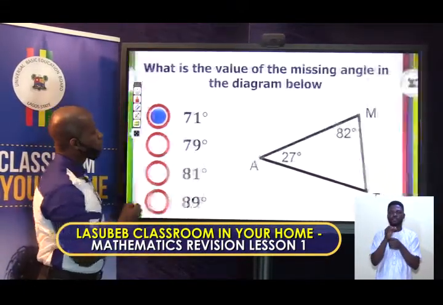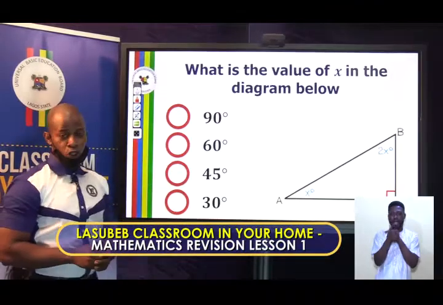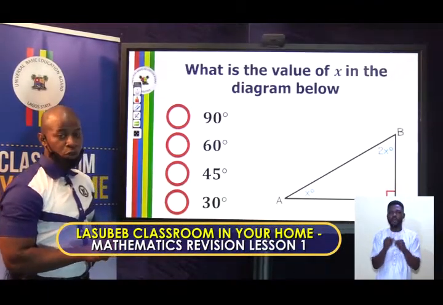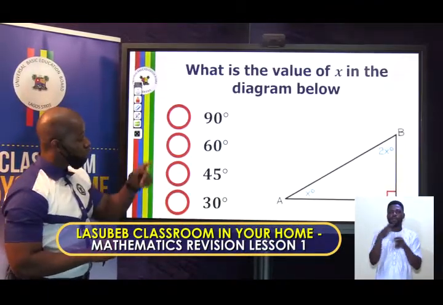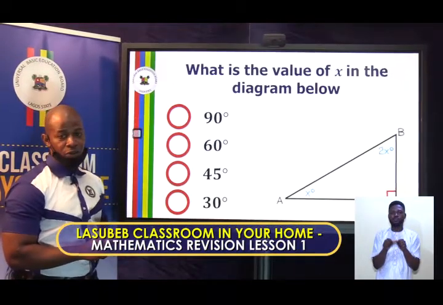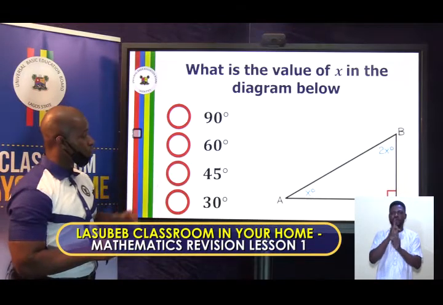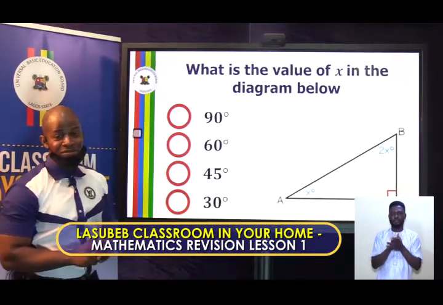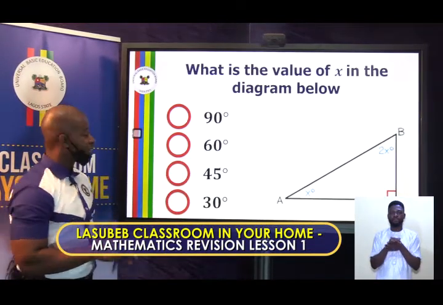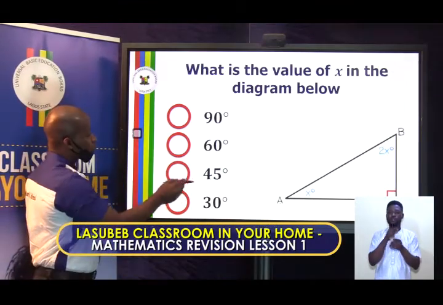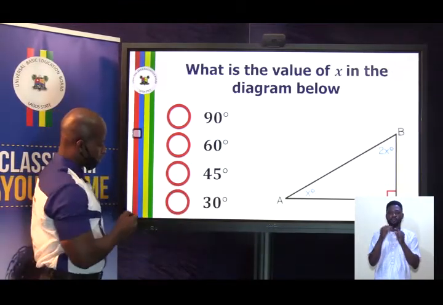Moving on quickly. Here is another one for you to do. What is the value of x in this angle? Study it quickly. You should see your answer right here. Now, the correct answer to this should be 30 degrees.